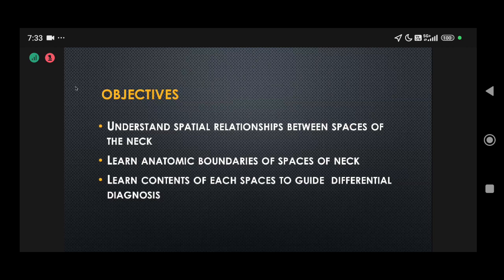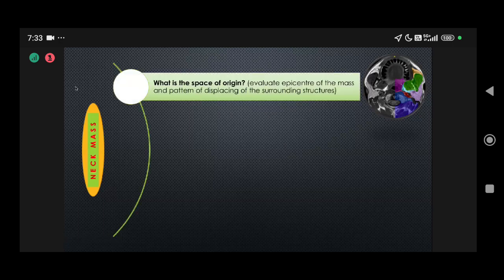So whenever we encounter any neck mass, any patient who presents with a neck mass, what is the most important? So first is where it is lying. What can be the space of the origin? So by evaluating the epicenter of that particular mass and the pattern of displacing of surrounding normal anatomic structures, which is very important, that what structures are being displaced by that mass. So first is the space of the origin, the most important.